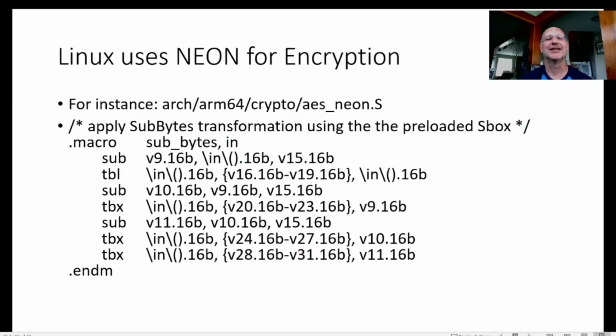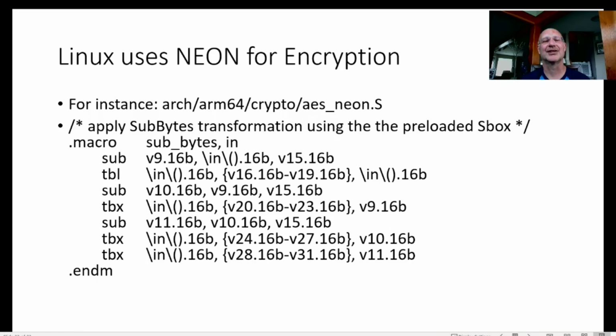Linux itself actually uses the Neon coprocessor for encryption. So for instance, under arch/arm64/crypto, AES_neon.s, and you look in there, this is just a part of the routine, just to see that within the Linux kernel itself, people have implemented, whether it was ARM engineers or volunteers, a lot of the cryptographic routines using the Neon coprocessor. This is just one of the many macros in the Linux kernel under this section. I won't go into too much detail, just to show that the Neon is used, and it is actually used by the Linux kernel, which I find interesting.